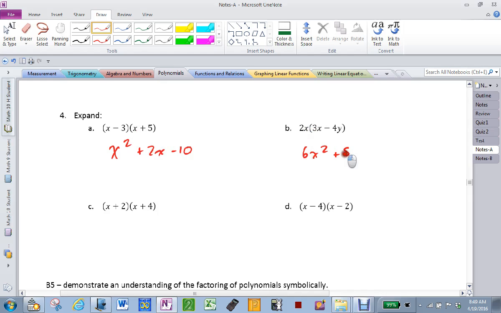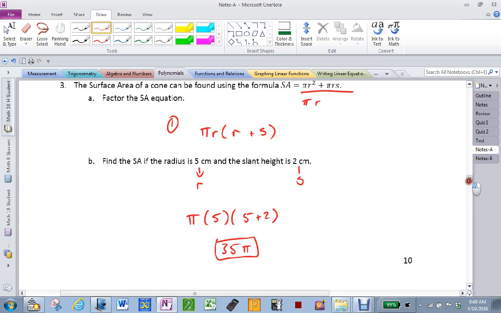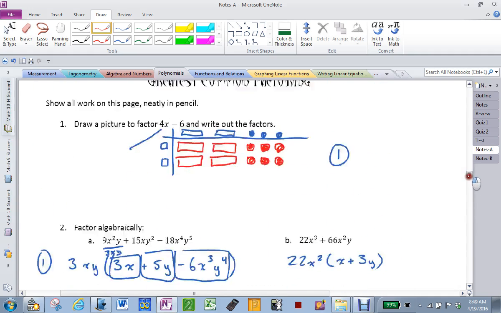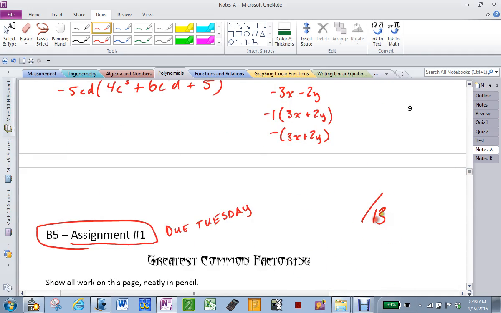6x squared plus 8xy. 15. 6x squared minus 8xy. X squared plus 6x plus 8 and x squared minus 6x plus 8. And we're done. 1 mark for everything. 4, 5, 6. 6 is 12. 13 for that. I'll get that later.